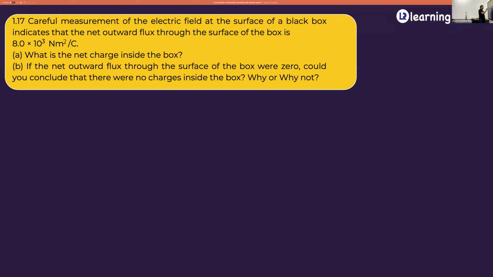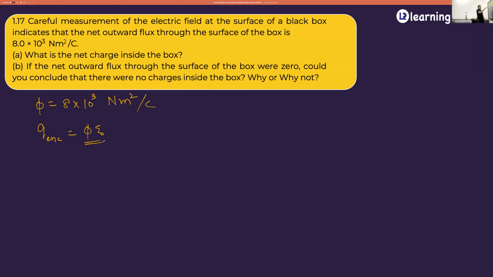So here, how much is the net flux that is given? 8 into 10 power 3 Newton meter square per coulomb. So what is the net charge? You're right. So charge enclosed is equal to pi into epsilon naught.